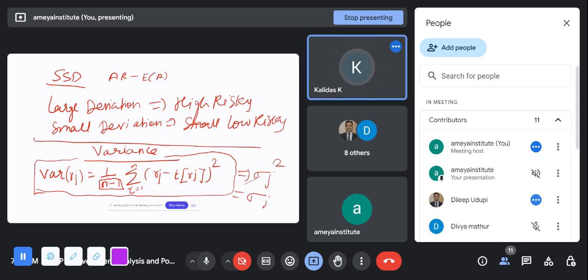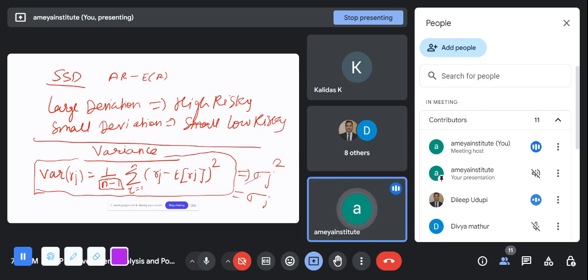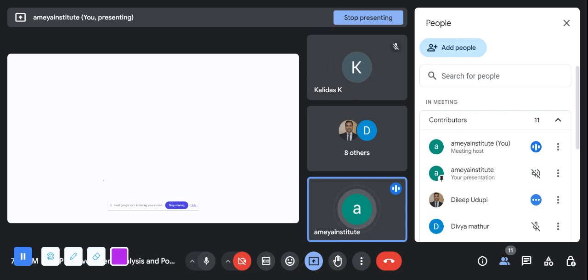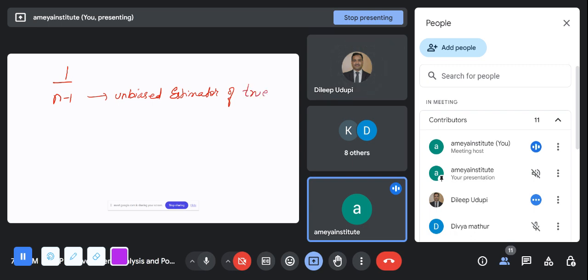Sir, the sample size. The variables have been taken from the sample, it means from the population we take some samples, right? Yes, sir. So what is the logic of doing that minus 1? Because 1 divided by n minus 1, this n minus 1 is nothing but total observations minus 1. It's called an unbiased estimator, an unbiased estimator of the true variance.